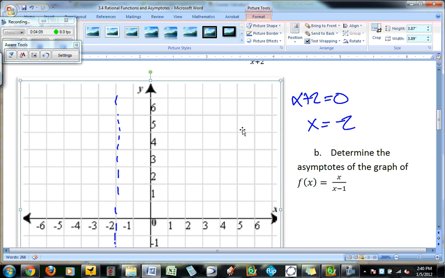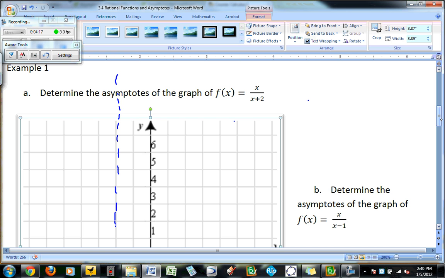And to find its horizontal asymptote, I'm going to go a different route than what the book goes. I'm going to show you the calculus way we do it. For that, I need to quickly describe what a limit is. We're going to take a limit as x approaches infinity. So as x gets really big, x is approaching infinity.